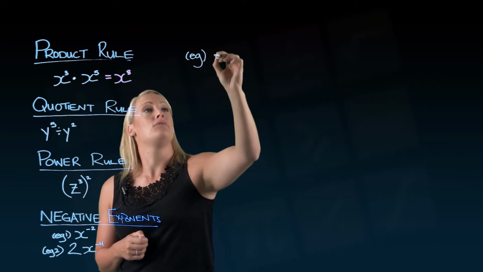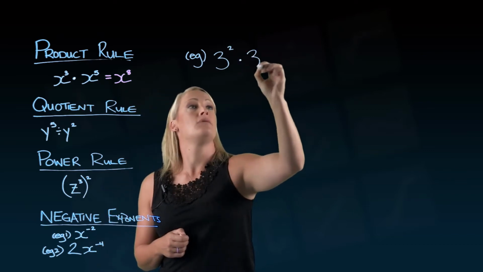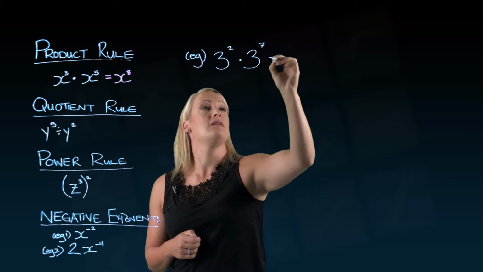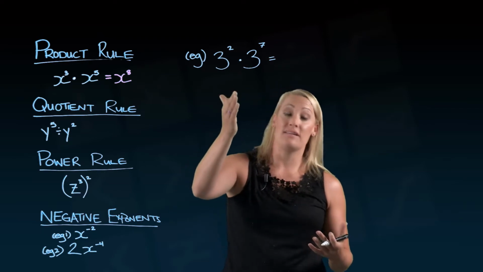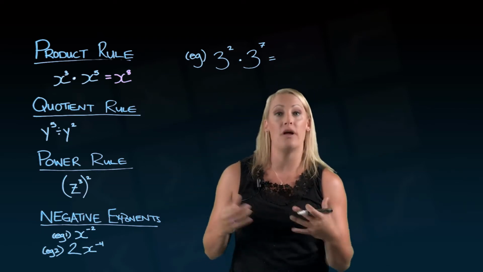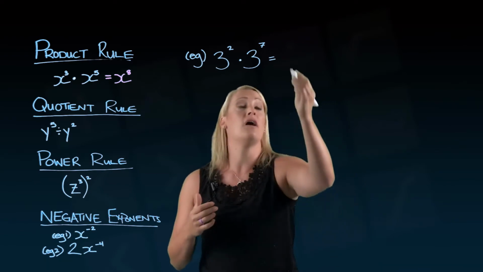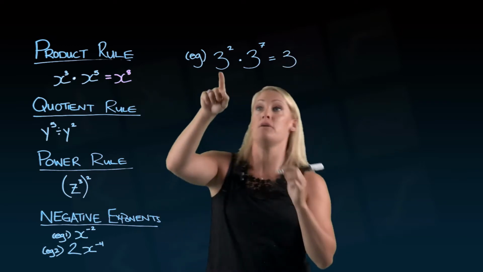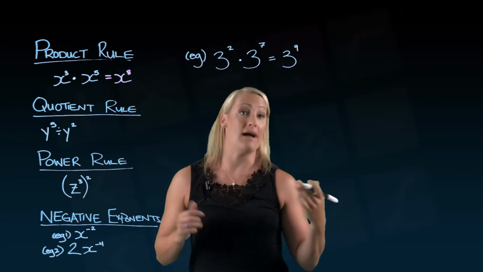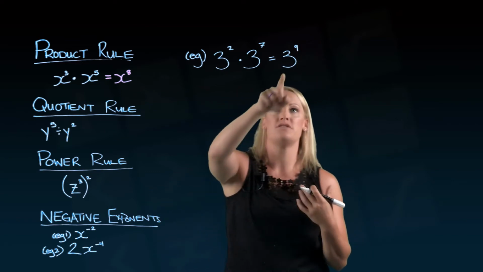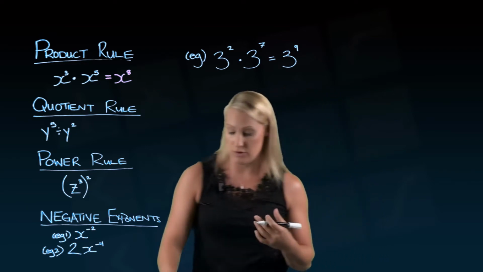If I had 3, for example, to the power of 2 times 3 to the power of 7, instead of figuring out what 3 to the power of 2 is, and what 3 to the power of 7 is, and then multiplying those two numbers together, especially that one would be a really big number, I can actually just write my answer as 3, because both of those are 3, and then I'm going to add my exponents. So 3 to the power of 9 is my answer. Now in my calculator, if I wanted to figure out what 3 to the power of 9 is, I can, or I could just leave my answer like that. It's a little bit more simplified.